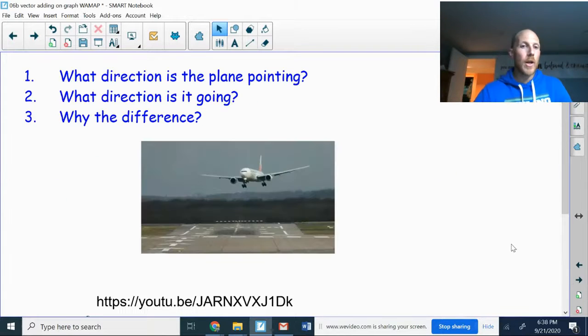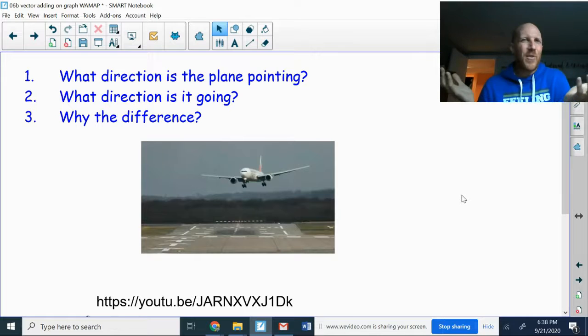So before we do that, I thought, hey, you know what is more fun than watching random stuff from YouTube, right? So here is a little clip from YouTube and three questions to keep in mind. What direction is the plane pointing? What direction is it going? Why the difference?